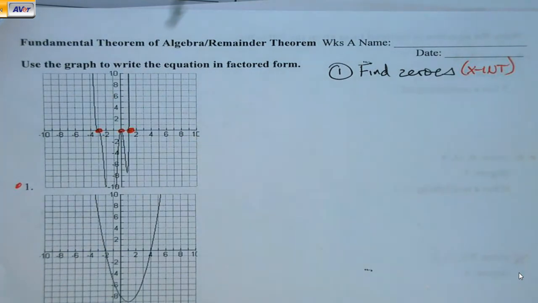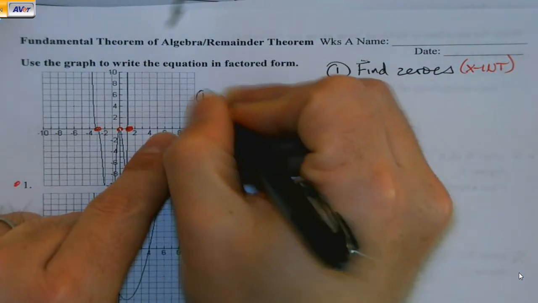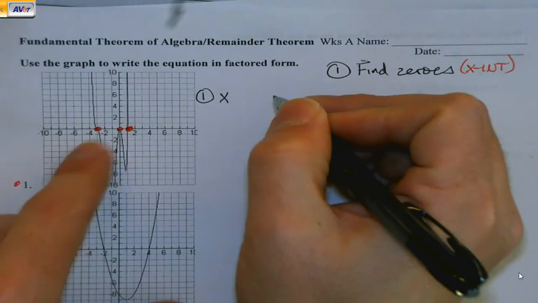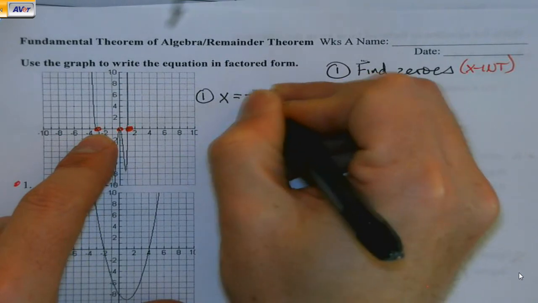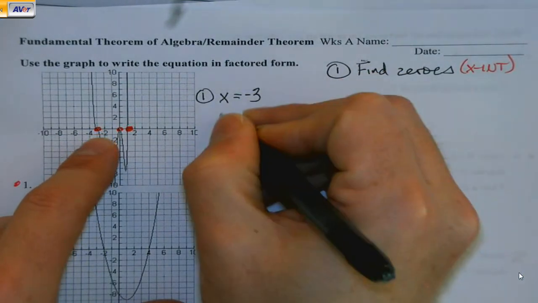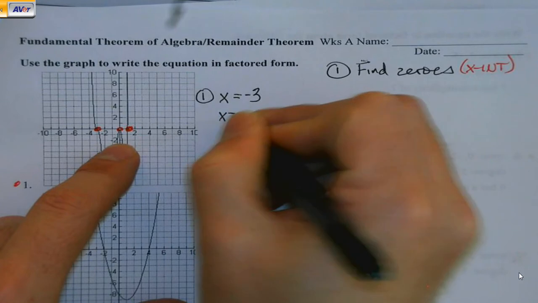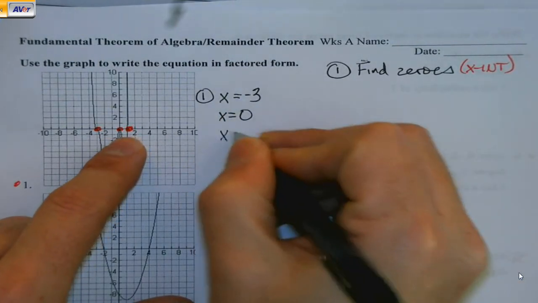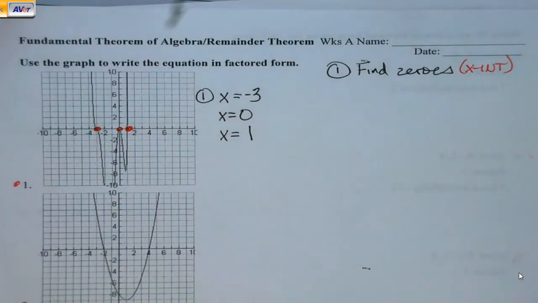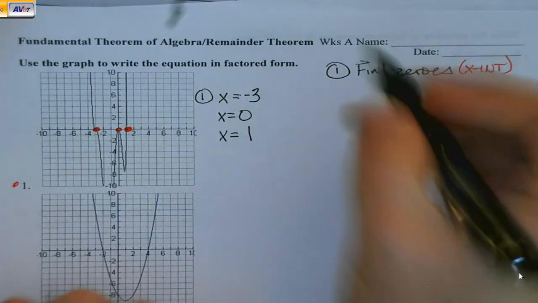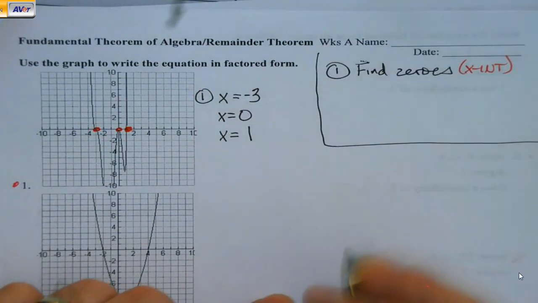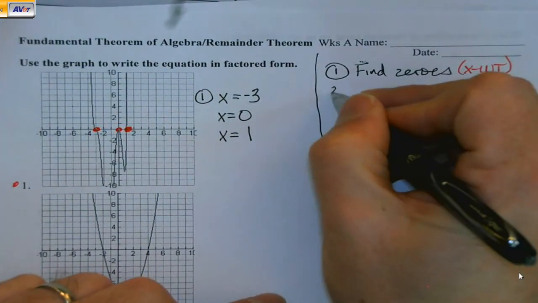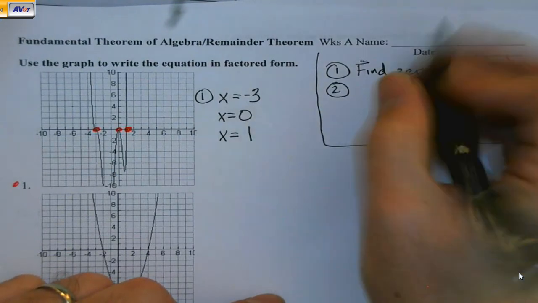Okay, so for our instance here, step one, it looks like we're at -3. We're at 0, and that one we're going to chat a little bit more about here in a second. And we're at 1. I'm just going to write them down. So first job, find my zeros.